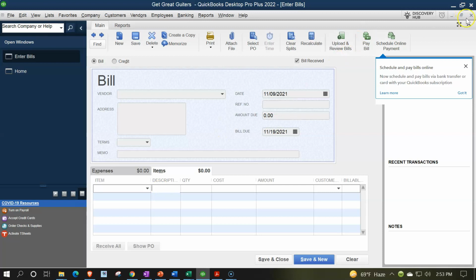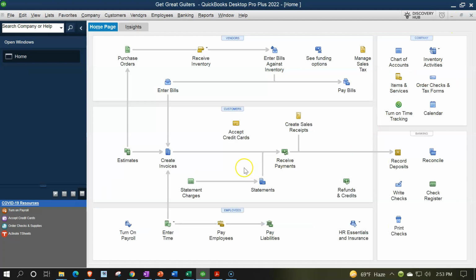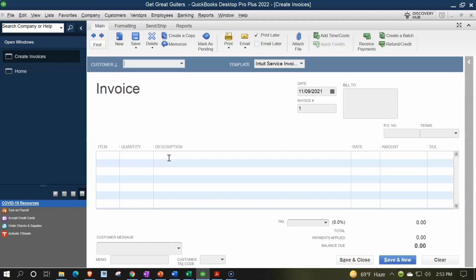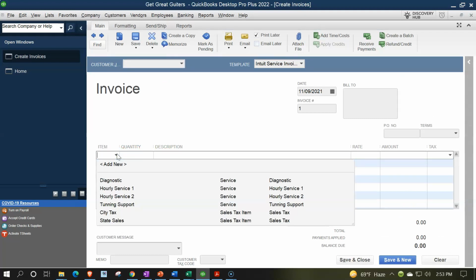Once I'm tracking the inventory units, then when I make a sale using a sales receipt or an invoice, the system will know what the cost is. So when I enter the item here, it's going to give me both the sales price as well as the cost and track that cost.